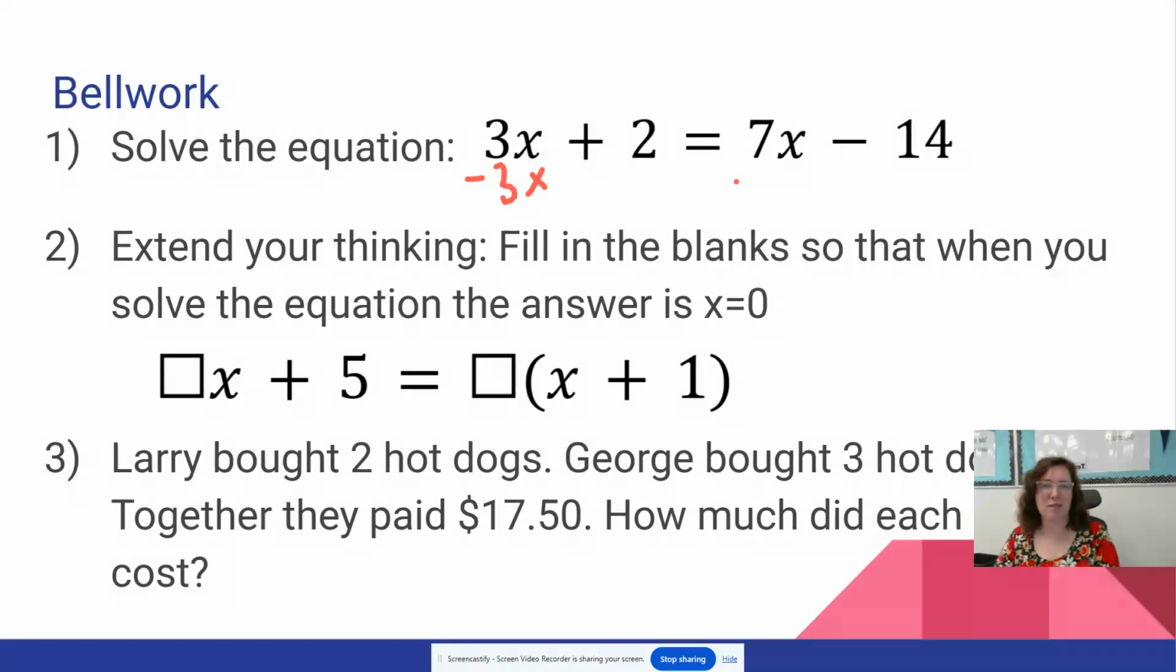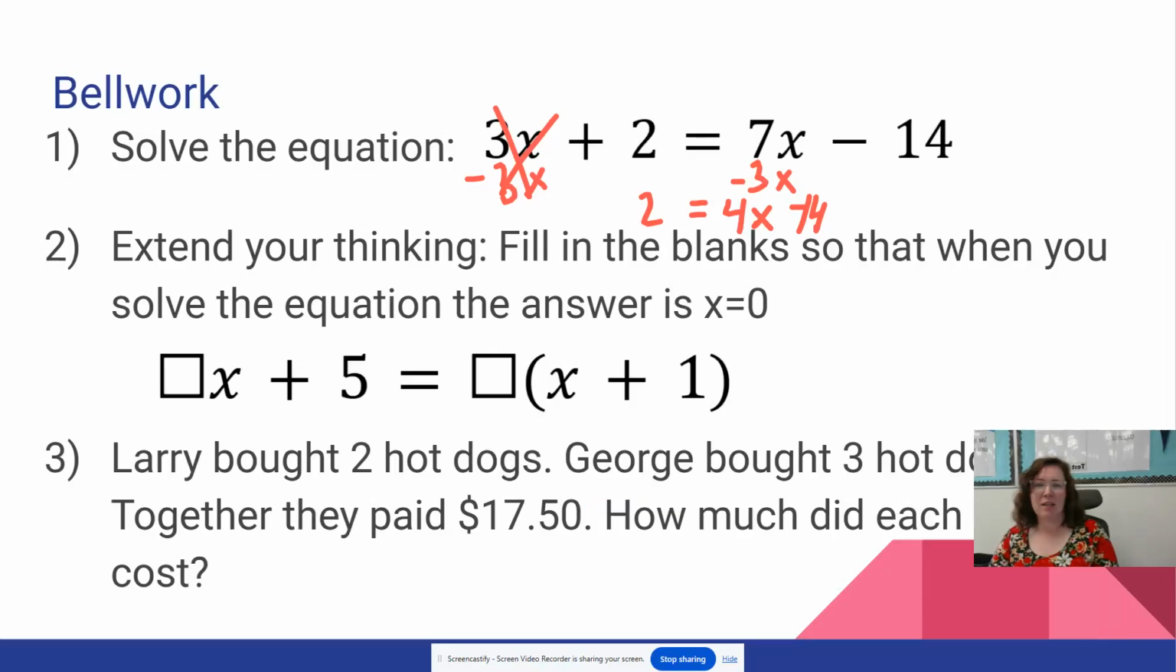The opposite of a positive 3x is a negative 3x, or a minus 3x, on both sides of the equal sign. And now you just have 2 equals 4x minus 14. And then it's a two-step equation. Add 14 to both sides of the equal sign and divide both sides by 4.